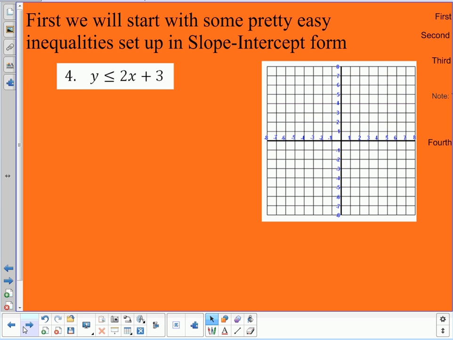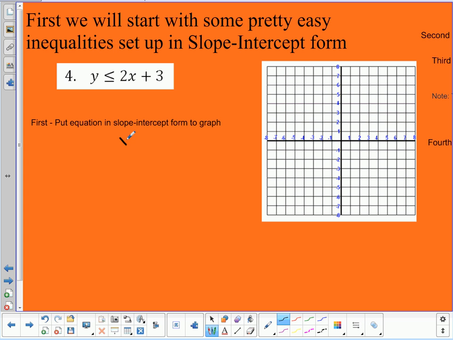In number 4, we have the inequality y is less than or equal to 2x plus 3. Now, here's your first step for those steps there. The first thing that I want to make sure I do is to put the equation in slope-intercept form. Okay, so that means I want the equation in y equals mx plus b, if you need to remind yourself. Or in other words, that means I want to solve for y.